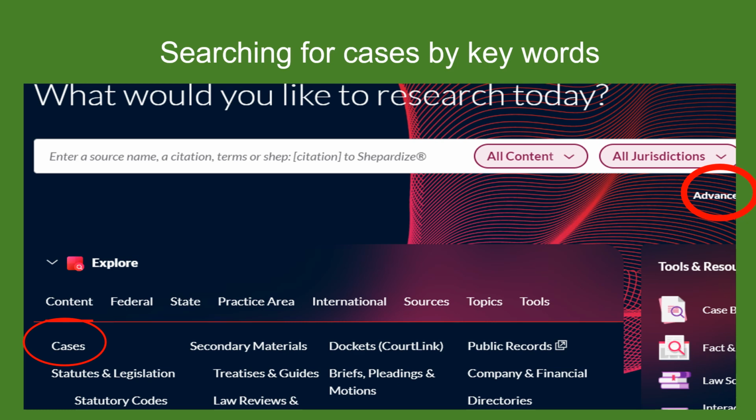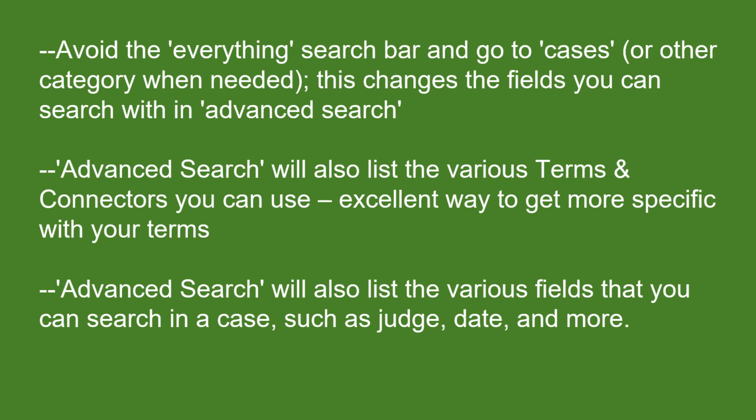You also see under the search bar, there's a thing that says advanced. The advanced search features will change depending on what the content is that you're looking for. Cases will have different advanced search features than, say, if you went to secondary materials, law reviews. So advanced search features are going to change and get more specific to the type of material you're looking for, which is a good reason to narrow down here. Again, avoid the everything search bar.